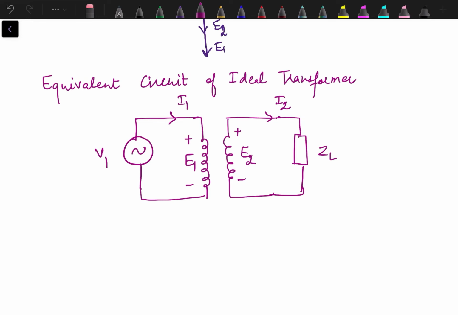In the next video, I will start with the practical transformer aspects, considering all assumptions one by one.